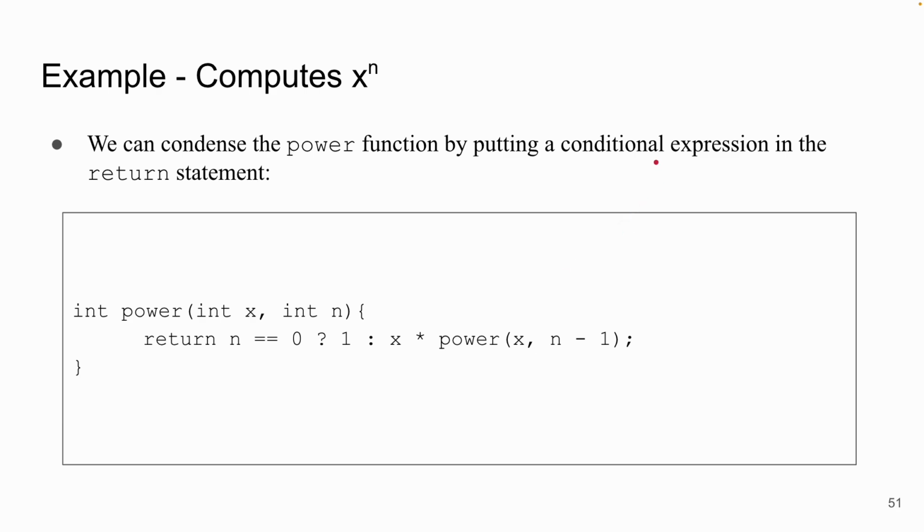Okay, so here is another example of how we can shorten the power function by using a conditional expression in the return statement. If you want to make your power function look fancier, you can try to rewrite the power function into this.